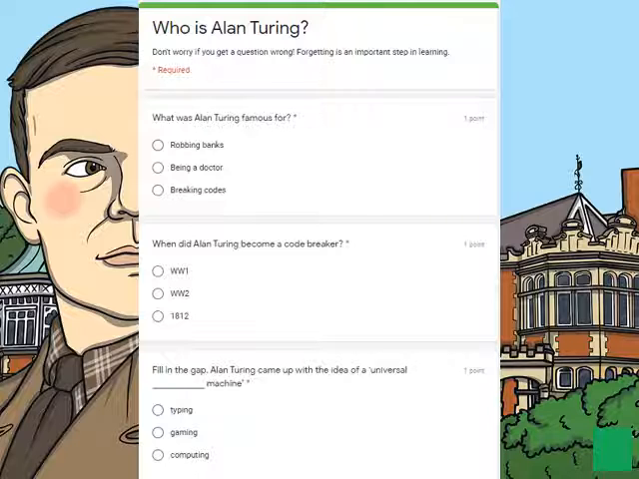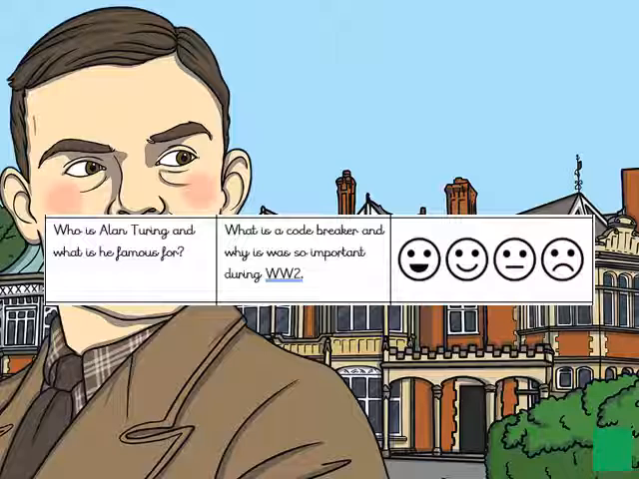And there's one last job. So what you have to do is go back to the front of your book and we're going to read the question today. Who is Alan Turing and what is he famous for? So we learned today what a code breaker is and why it was so important during World War II. So if you think you really understood the lesson, you could do the really smiley face. If you think you understood the lesson, but there were a few bits you weren't sure of, you could colour this one in. If you think, oh, that was really tricky, you could colour this in. And if you think that was really, really tricky and you didn't understand, then you could colour this in. And remember, it doesn't matter which one you colour in as long as you're honest.